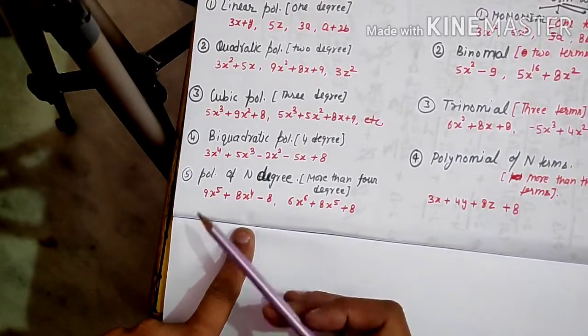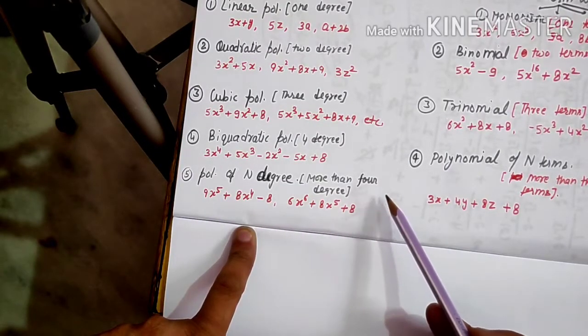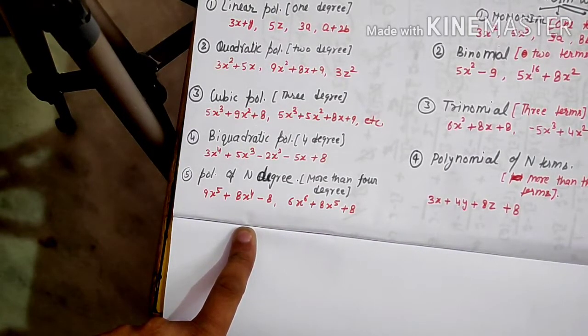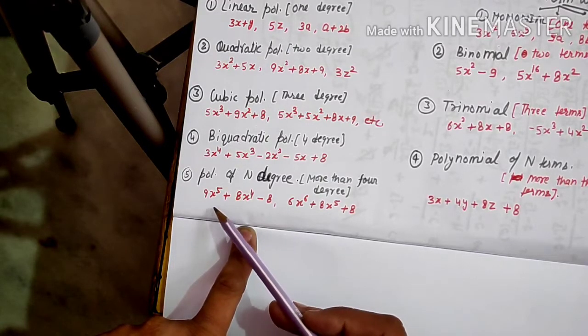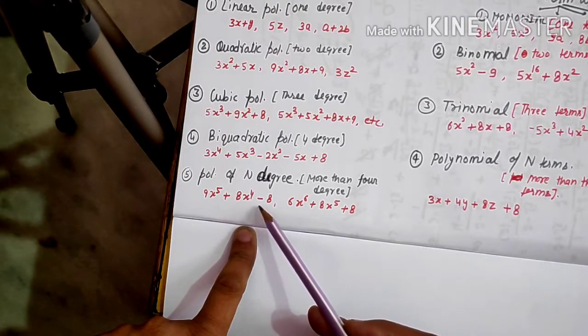The fifth part is polynomial of n degree. That means more than 4 degree. Suppose in a question we get degree 5, then 9x to the power 5 plus 8x to the power 4 minus 8.